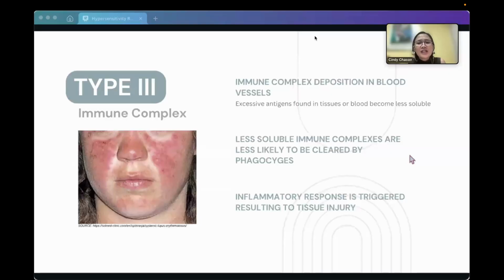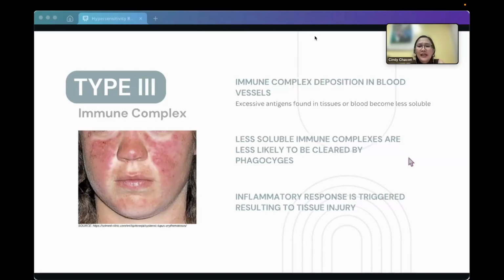Once they are lodged in these vessel walls, these complexes will trigger the complement cascade, and complement components like your C3a and your C5a will increase vascular permeability and start recruiting neutrophils. The neutrophils will try to destroy the quote-unquote foreign complexes, releasing enzymes and ROS, damaging nearby healthy tissue. So the end result is inflammation and tissue injury.